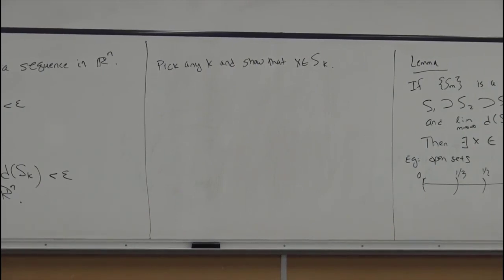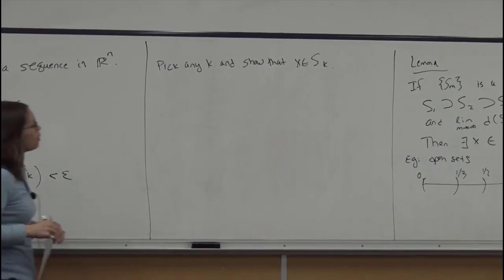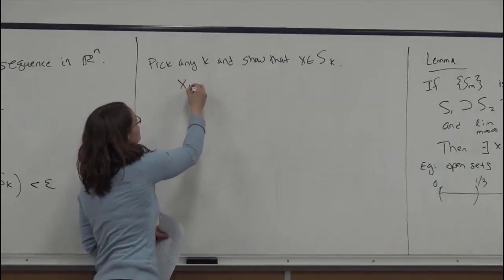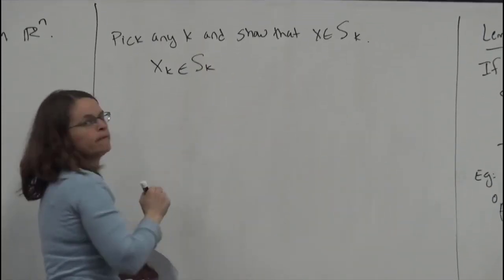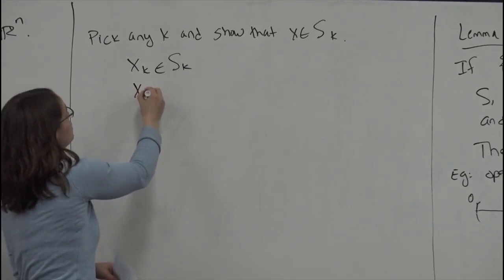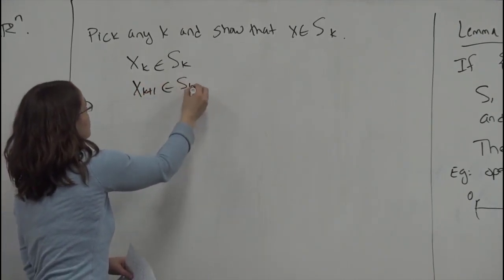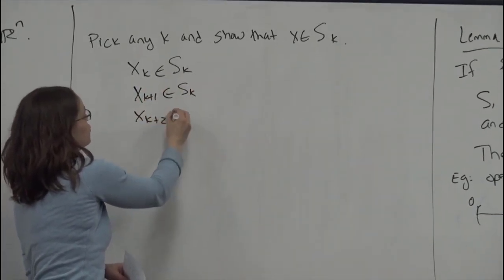So let's see, what do we know? Well, we know that xk belongs to Sk. Also, xk plus 1 belongs to Sk. All these later points also belong to Sk.